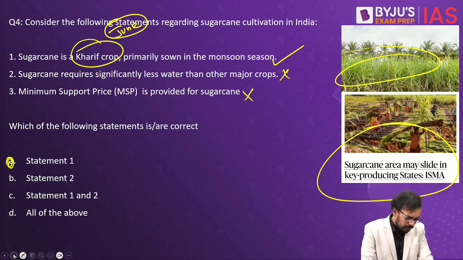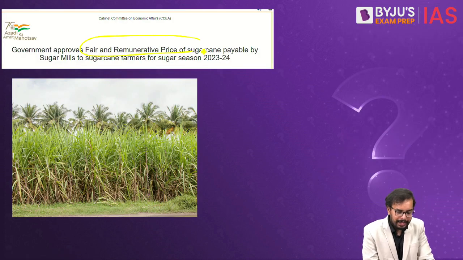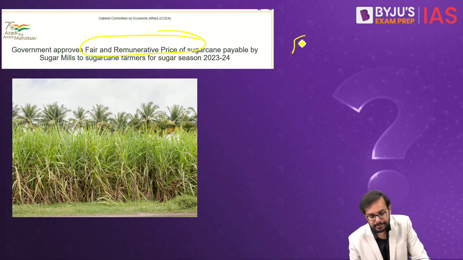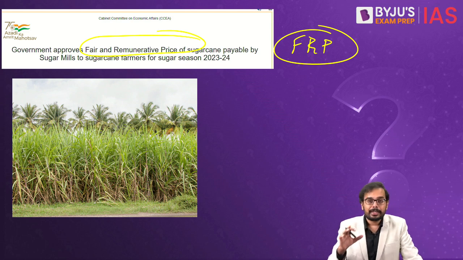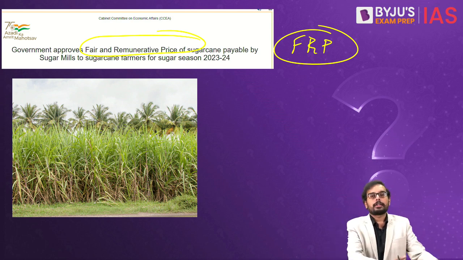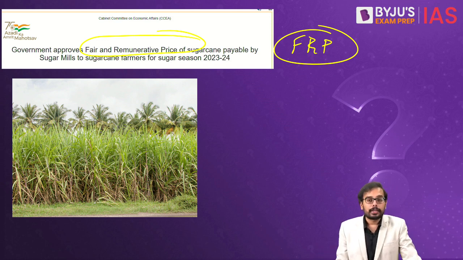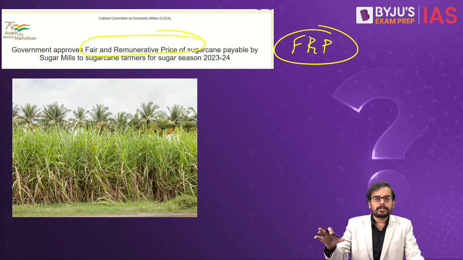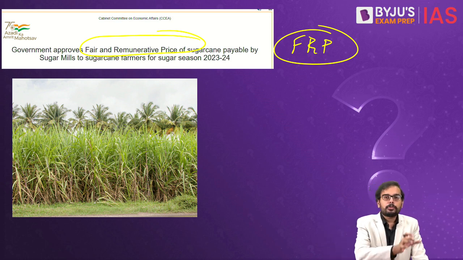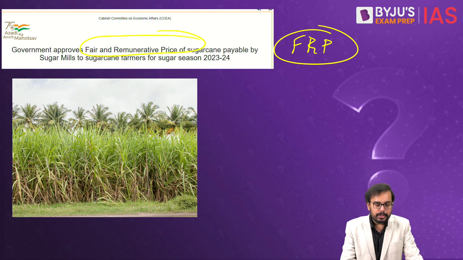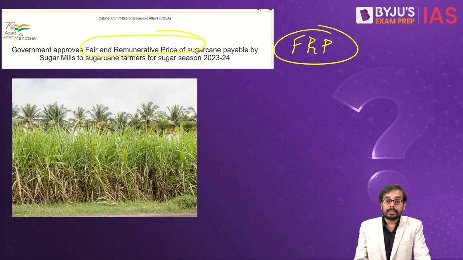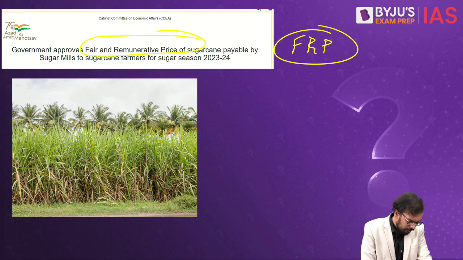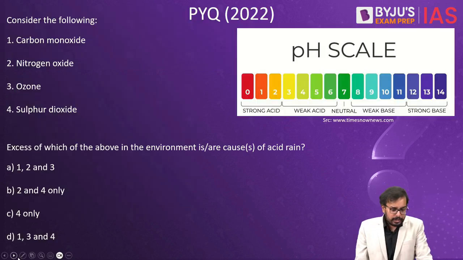So what does sugarcane have? Sugarcane has something called FRP, fair and remunerative price. Sugarcane does not have MSP. So the counterpart of MSP is your FRP for sugarcane. The concept is more or less the same, no major difference. So rather than using the word MSP for sugarcane, it is called FRP, fair and remunerative price. So FRP is given for sugarcane. Now we will take up one PYQ. So consider the following.